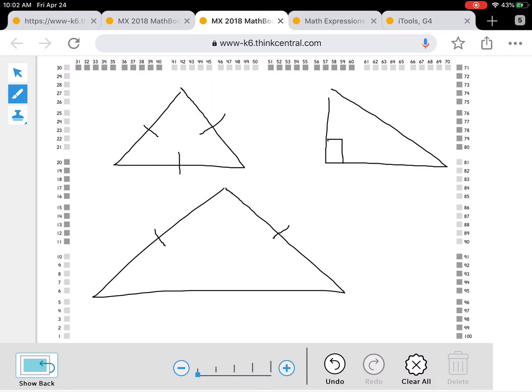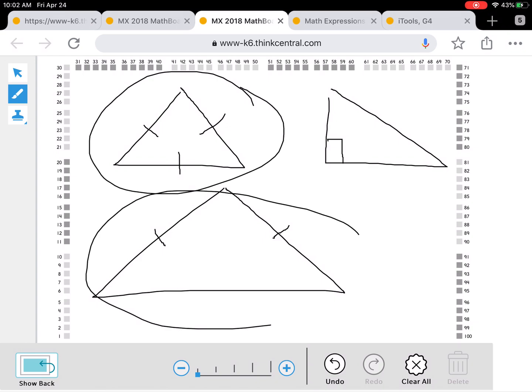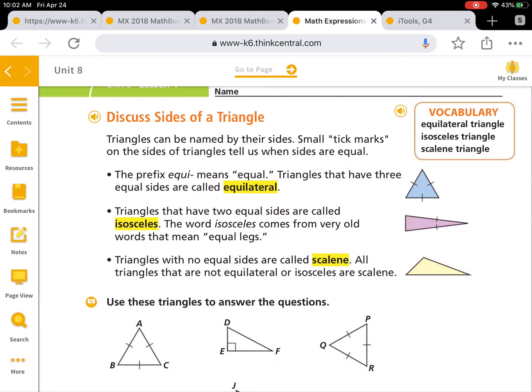triangle. Okay, so we have an equilateral, an isosceles, and this right triangle up here, none of those sides are the same. There's no markings on any of the sides. That is a scalene triangle. Like I said, here you see the 3 tick marks on the sides of those triangles, that means they're all the same. That's an equilateral. Then we have an isosceles, and finally a scalene.